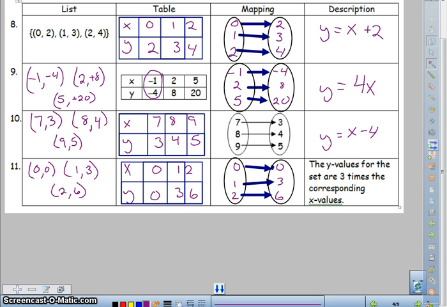And then the description. Each time that you put in an x value, 0 plus 2 gives you 2. 1 plus 2 gives you 3. 2 plus 2 gives you 4. So most of those or all those should work out right there. All right. Again, if you have a question on something, make sure you write it down on your whisk and bring it to class. Let's move on.